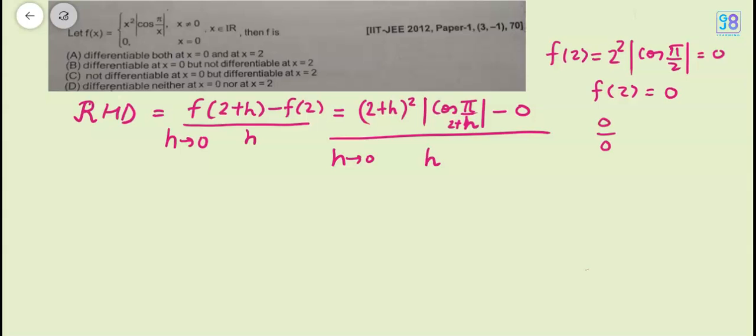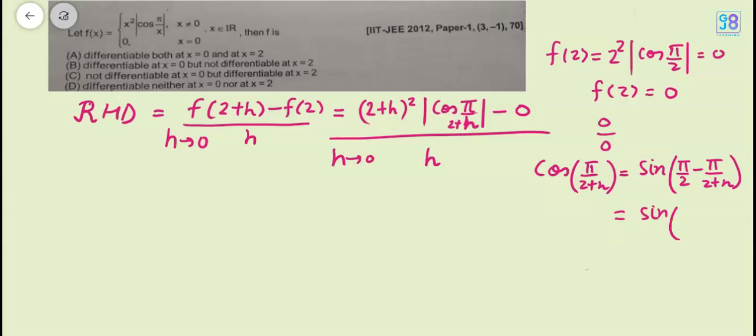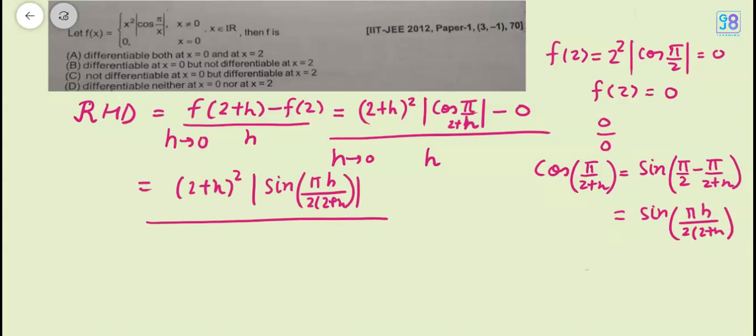So what we can do is convert cos(pi/2 + h) using the result cos theta equals sine(pi/2 minus theta). So let me just write it down in this form. We'll take the LCM, so we'll have this as sine of pi h over 2 times (2 plus h). So my expression will now become equivalent to this.